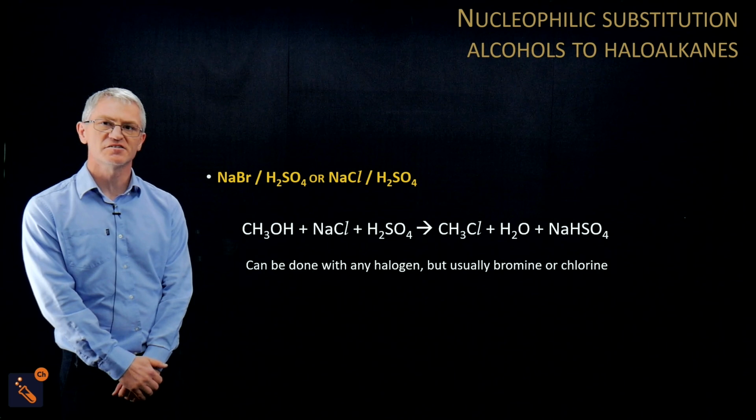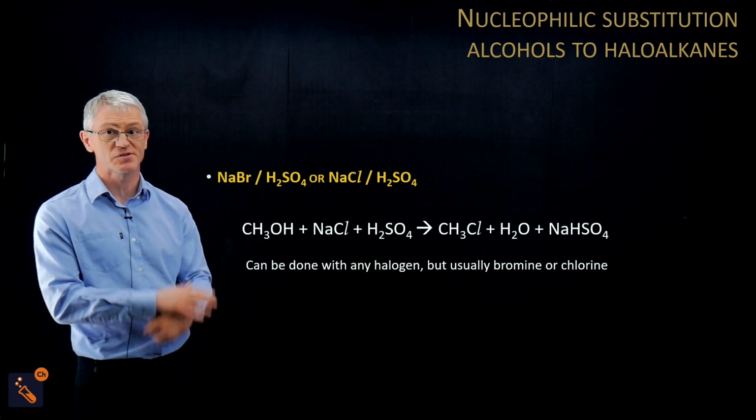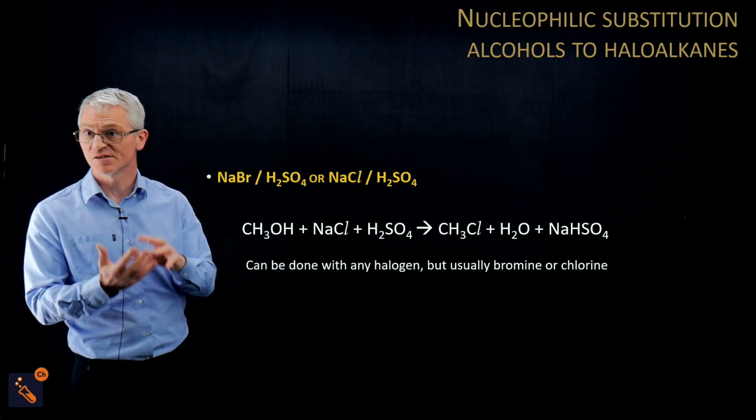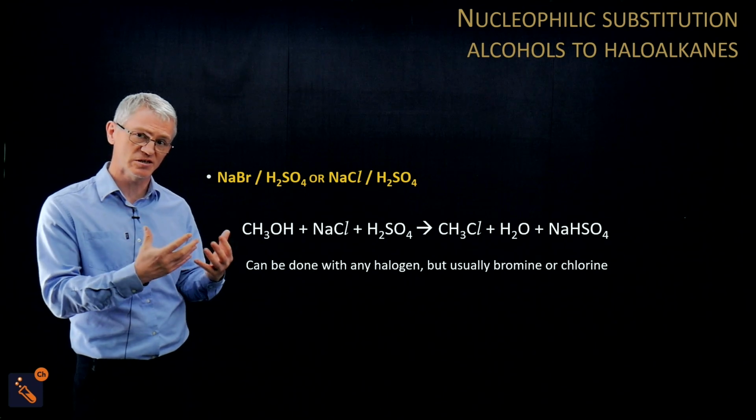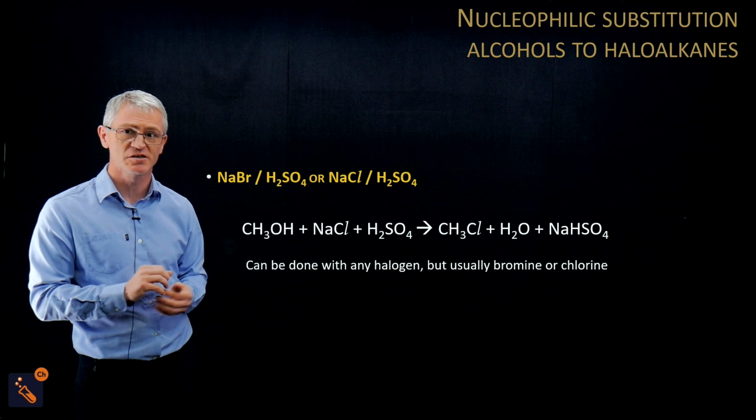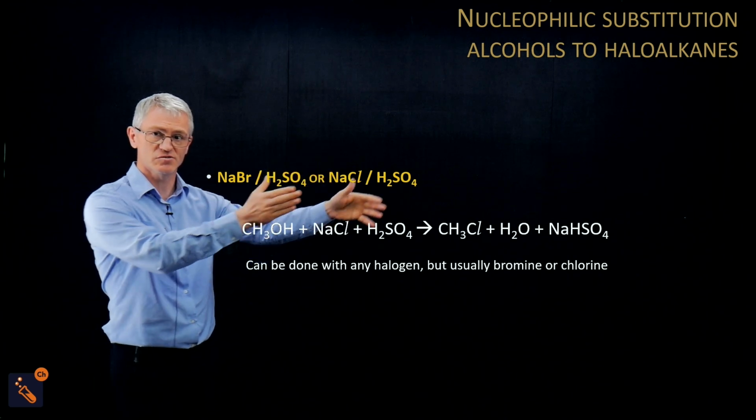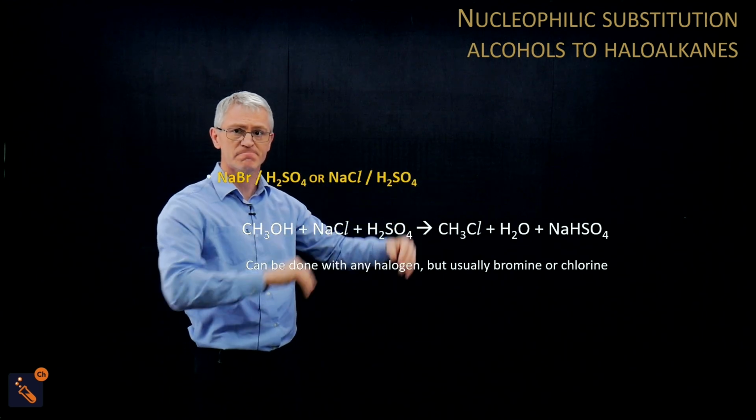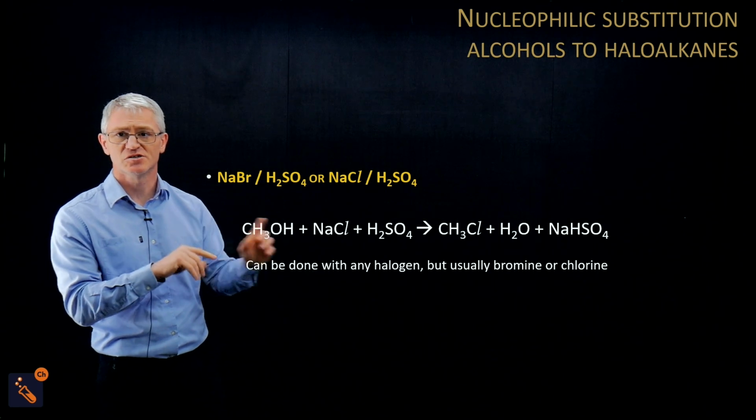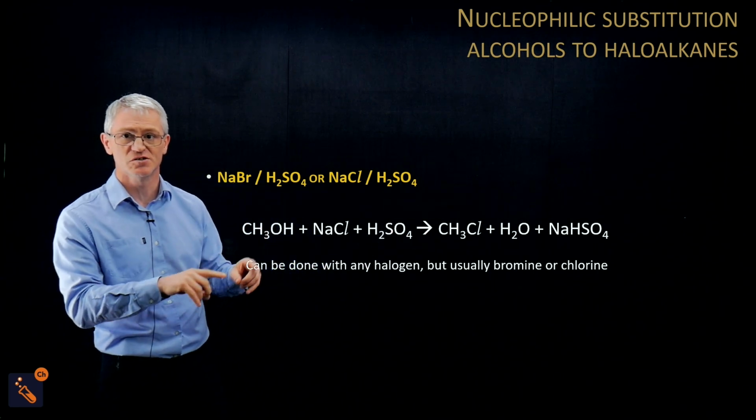So this is our last reaction of this, which is nucleophilic substitution of alcohols to haloalkanes. First of all, it is a nucleophilic substitution mechanism. The mechanism for this you don't need to know, but it is helpful to know. Now, it can be done with bromine or chlorine generally. So it's sodium bromide and sulfuric acid, or sodium chloride and sulfuric acid. We've chosen to do a chloride, but you can just substitute bromine in there and bromine in there. And this is an often forgotten one.